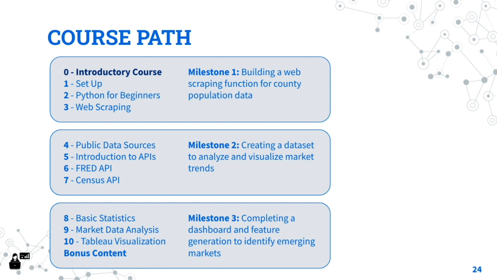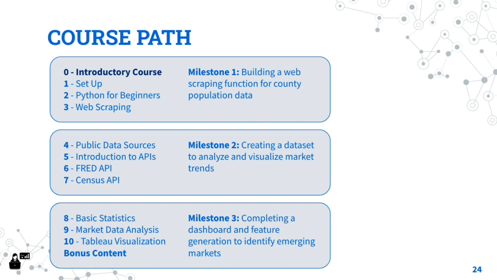Next will be Python for beginners. This is an optional module depending on your level of Python experience. I assume in this lesson you have 0 programming experience. We will cover topics like data types, lists, loops, functions, and packages like pandas. Web scraping. This will include an overview of the Python package Beautiful Soup. Then in the milestone project, we will build a web scraping function that gets county population data from sites like Wikipedia pages.